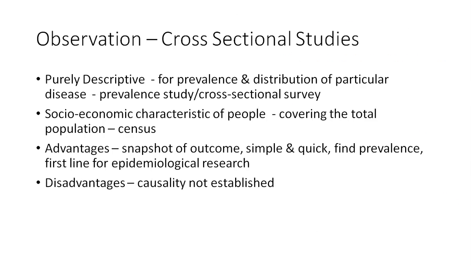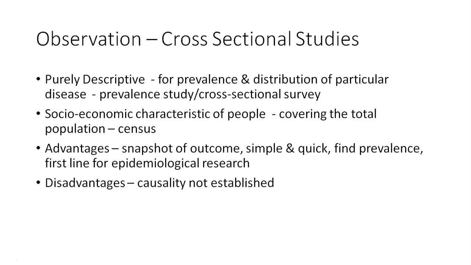Then we go to the cross-sectional study. Cross-sectional study, I told you, could be either a descriptive study or an analytical study. When we are talking about a descriptive study, it tends to study the prevalence and distribution of a particular disease. More often it is called a cross-sectional survey or a prevalence study. And when we talk about the socioeconomic characteristics of the people, where we are trying to cover the entire population, that takes the form of a census.